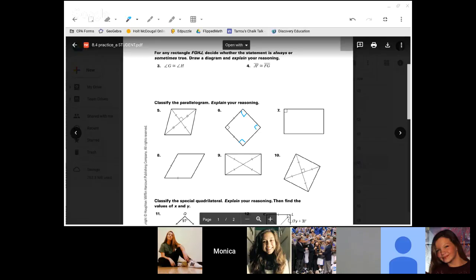Okay, so you see, if you look at your family tree, you've got that diagonals are congruent listed under a rectangle. And then the fact that they're perpendicular is listed under a rhombus. So the only shape that has traits of both a rectangle and a rhombus is a square. So number 10 is a square. Does that make sense? Okay, good.